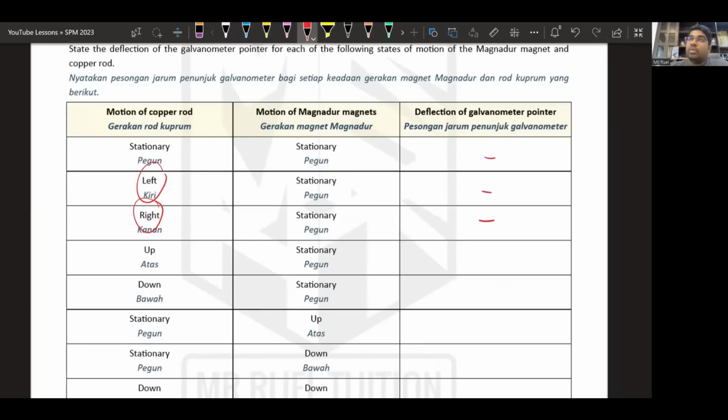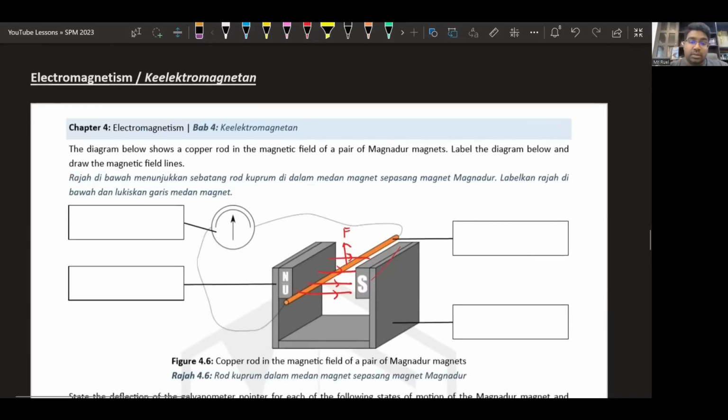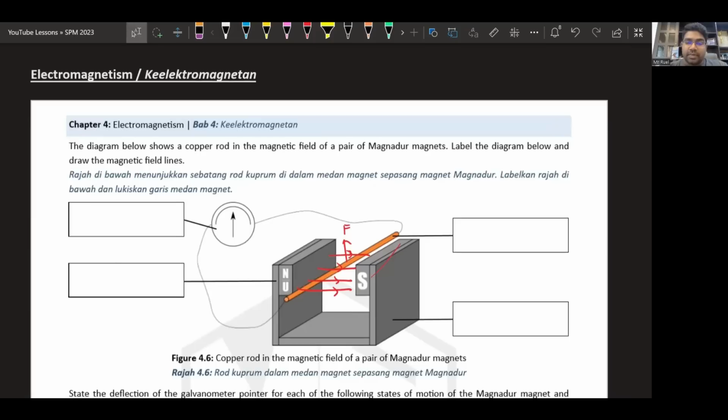Okay, what if we move the copper rod up? If we move the copper rod up, then the force is in the upward direction. Yes, we are cutting the field now, so we have to use our right hand. Use your right hand to determine the direction. Determine the direction of current in the rod first. F is up: F is your thumb, B is the magnetic field direction. According to our paper, it should be to the right.